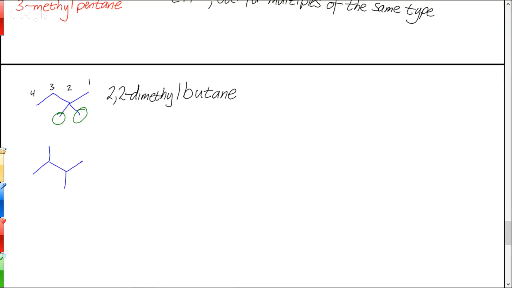Yeah, that's right. So here we go. 1, 2, 3, 4. And for this particular structure, it turns out not to matter whether you go left to right or right to left, because in both cases you come up with those methyl substituents on 2 and 3. So that means this one would be 2,3-dimethylbutane. Good.